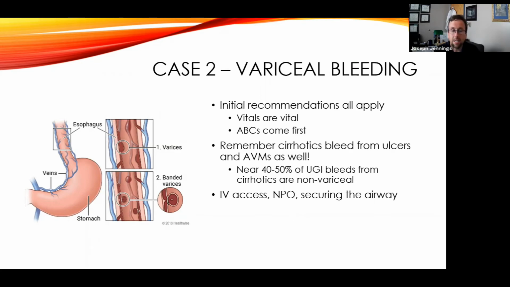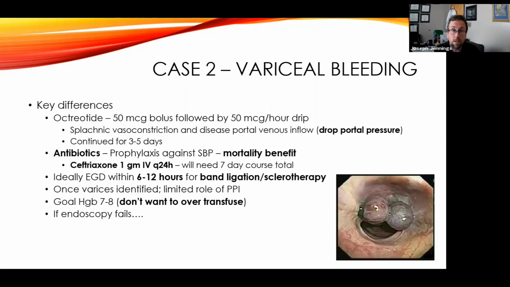So IV access, keep them NPO, because variceal bleeding tends to have more hematemesis, especially large volume hematemesis. Securing the airway becomes a bigger deal, so intubating them to try to keep their airway safe and keep them from aspirating before we can do the endoscopy. So there are big differences from non-variceal bleeding. Octreotide is the main medication we have; terlipressin is used for other indications in portal hypertension, but octreotide here in the hospital helps with splanchnic vasoconstriction and decreases portal venous flow.